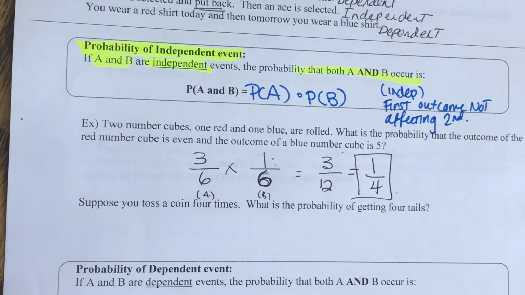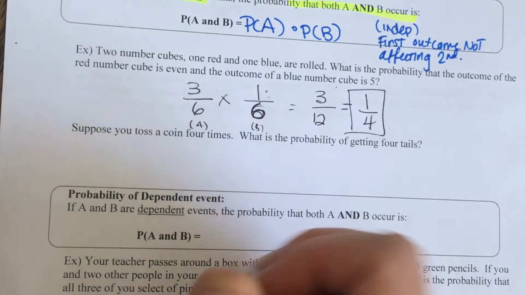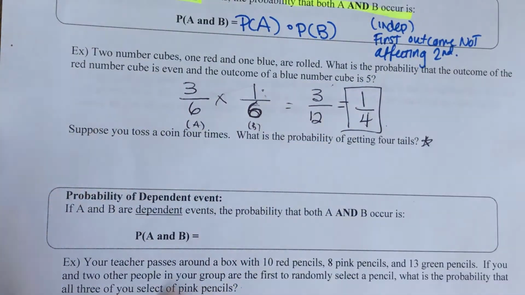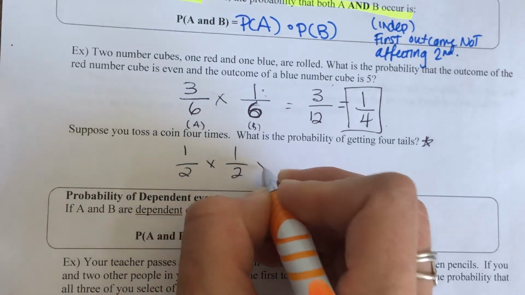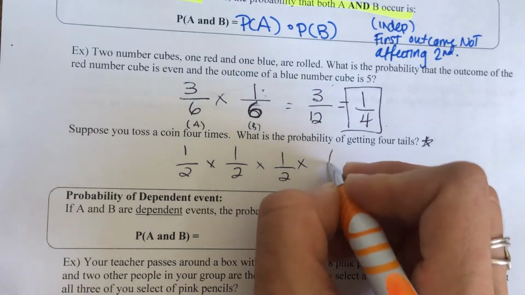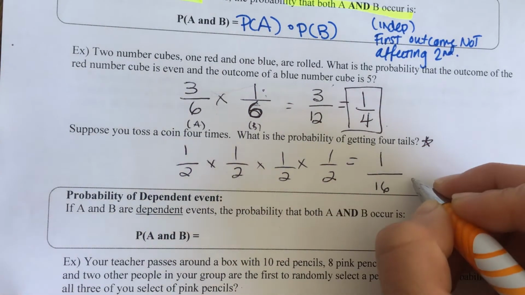Now let's do our next one. Suppose you toss a coin 4 times. What's the probability of getting 4 tails? This is independent. I flip the coin once, that's not going to change the outcome of my next flip. So to get a tail, 1/2, 1/2, 1/2, and 1/2. It's still always going to be 50%. So 1 out of 16.